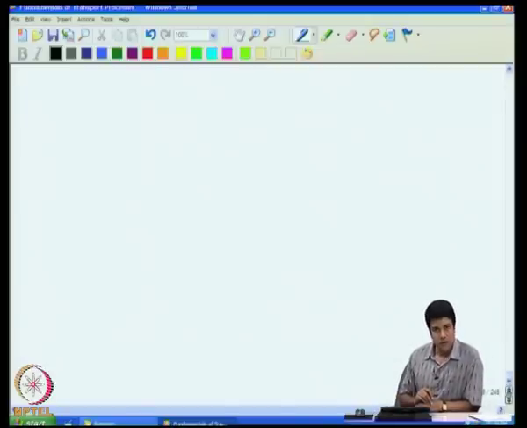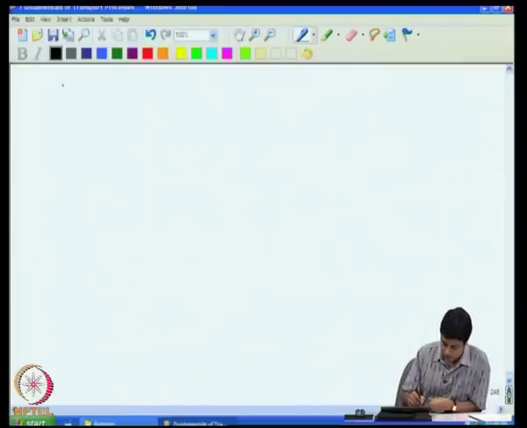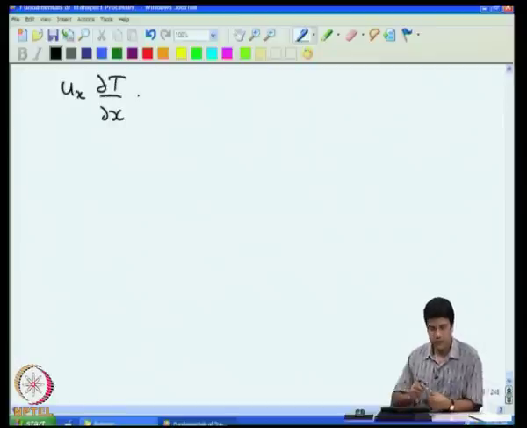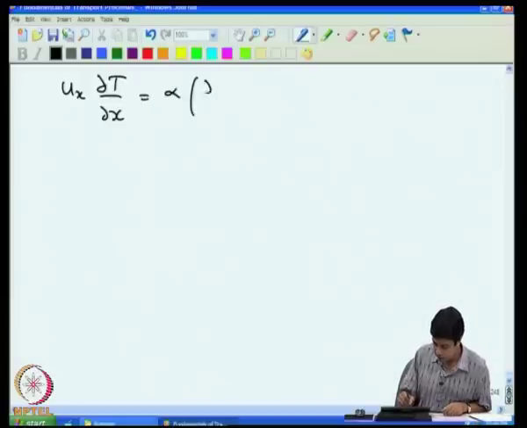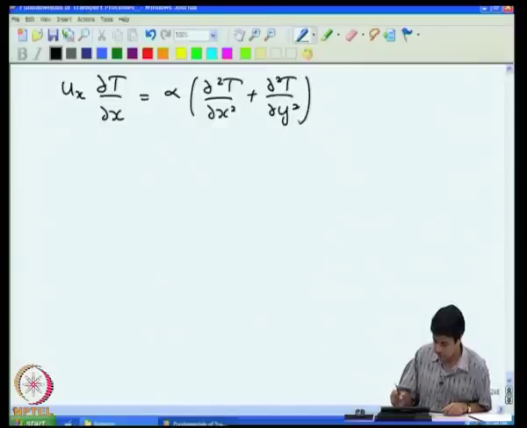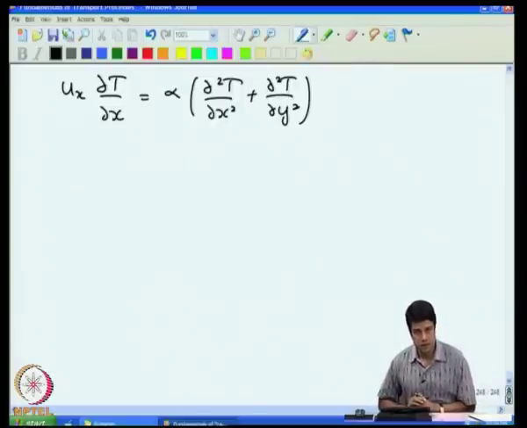So, with this my conservation equation would become u x partial T by partial x. U x is independent of x, so I can take it out of the differentiation, plus u y times partial T by partial y, but u y is equal to 0, is equal to alpha into partial square T by partial x square plus partial square T by partial y square. So, this is the convection diffusion equation for the steady case where there is a velocity only in the x direction.